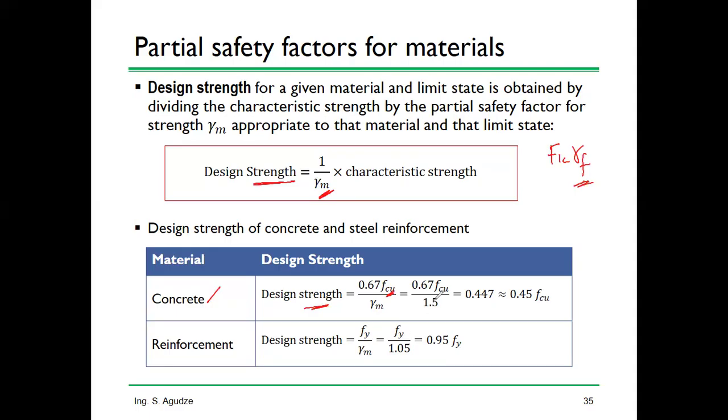And from the table, we know for concrete it is 1.5. And that will give us something like this. And we know if it is reinforcement it is 1.05. So note that for the material, the gamma is dividing it, whilst for loads it is multiplying it. This we must note clearly. Okay. All right. Any question here?